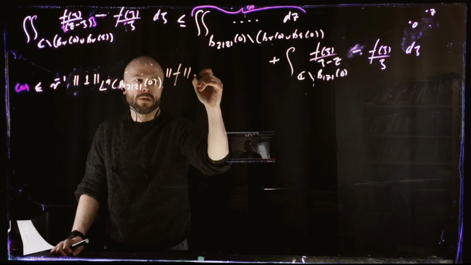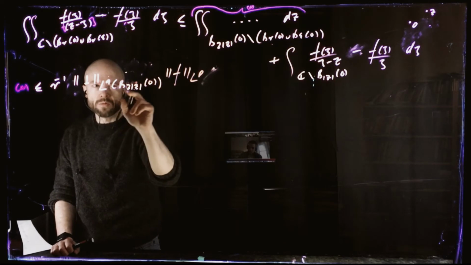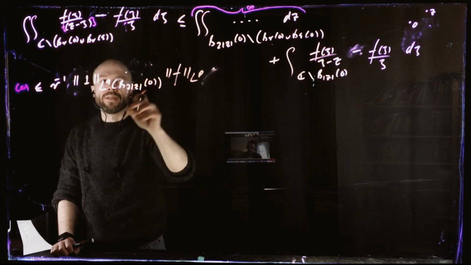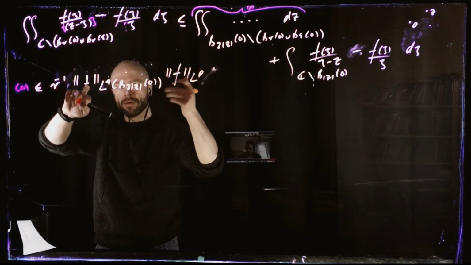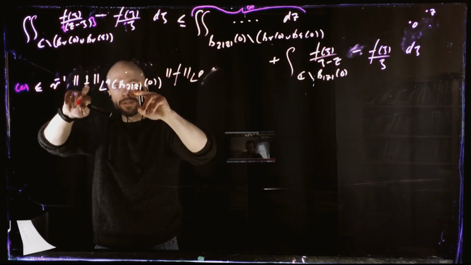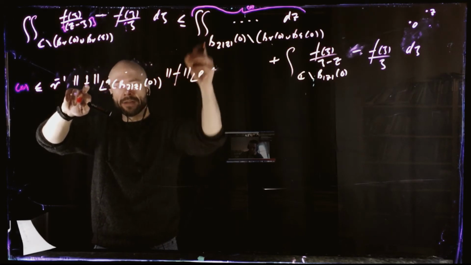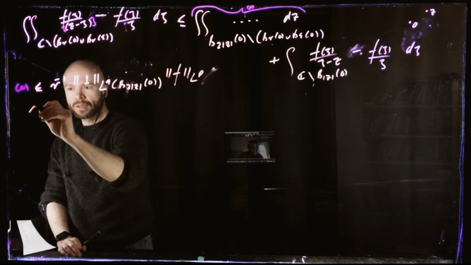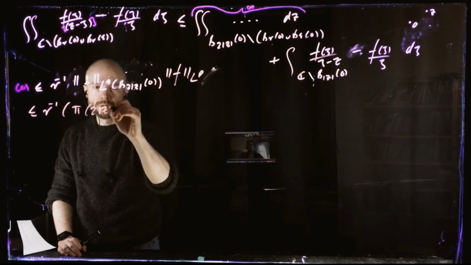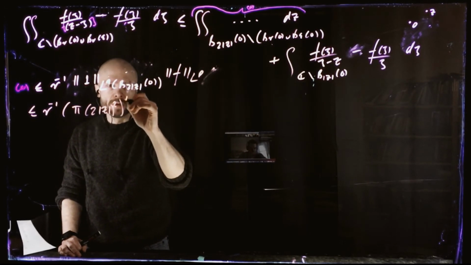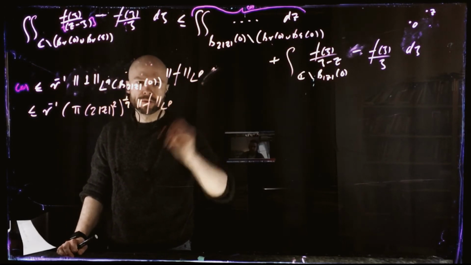times the LP norm of the function f. And then what is this thing? Well, this thing will just be the integral of 1 to the power q over the ball of radius z. So that's just going to give us pi times 2r squared, then to the power of 1 over q. So then this is less than or equal to r to the minus 1 of pi times 2 mod z squared to the 1 over q, times the LP norm of this guy.